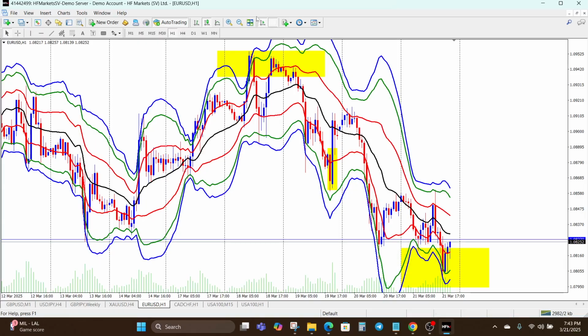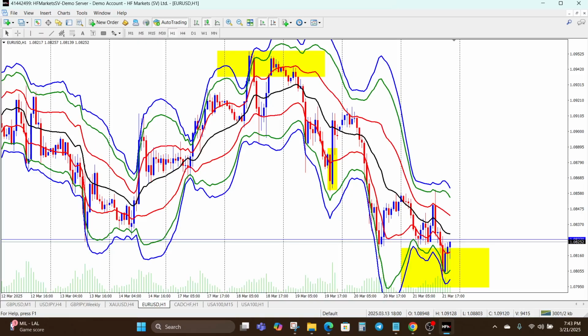Then in the case of a buy trade, if you are going to enter a buy here, you can just wait for price to get to the extreme upper level, and when it shows a sign of a sell reversal, you can exit your buy trade. So it's pretty simple.